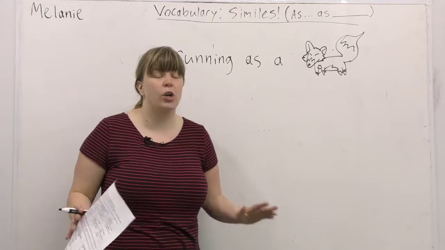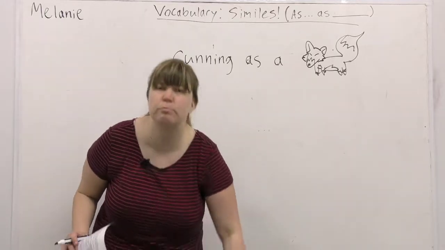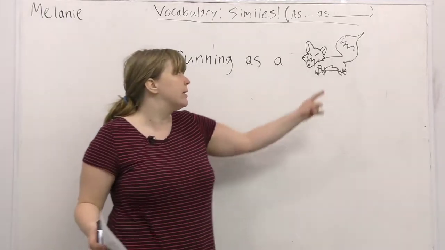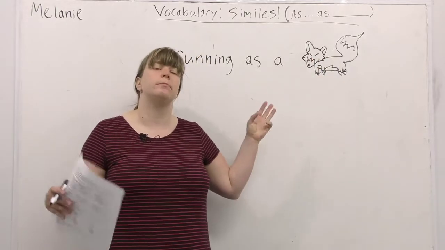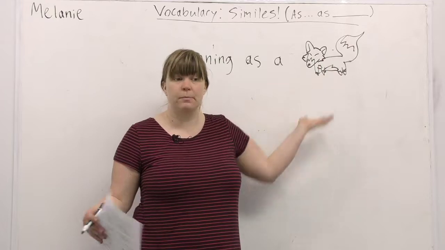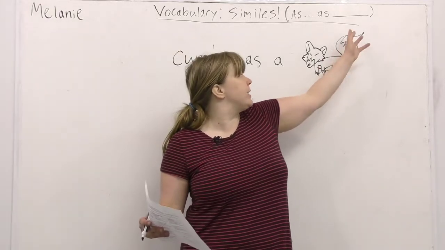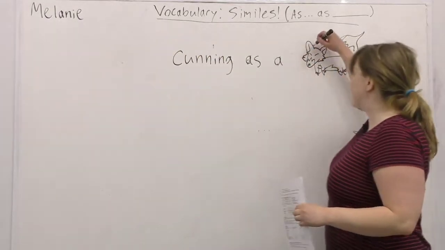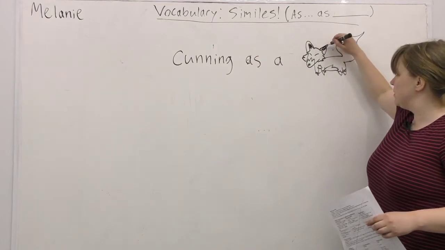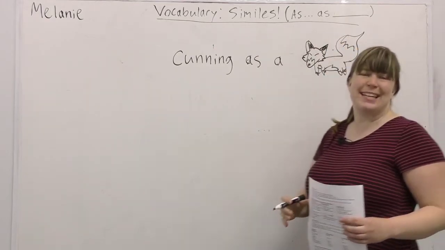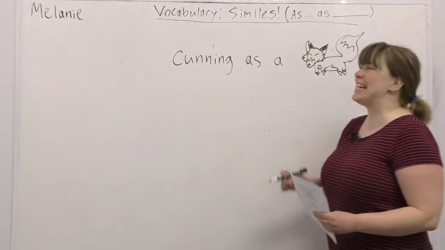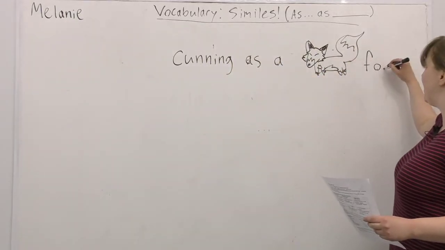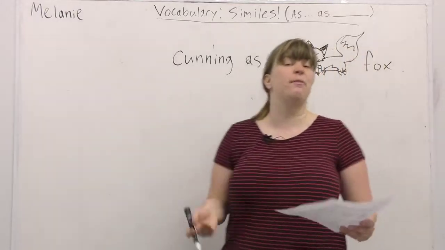It's like a dog, but it's much smaller. Smaller than most dogs. Usually it kind of has reddish, brownish, orange fur, and a big fluffy tail. Maybe has black ears. What do you think this is? Oh, I see someone wrote fox. Yes, it is a fox. Good job. Cunning as a fox.